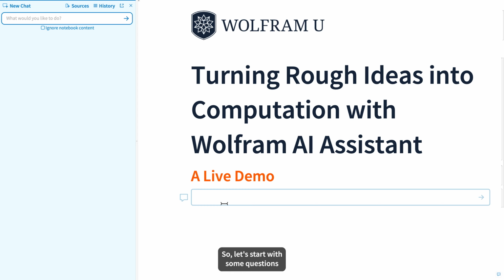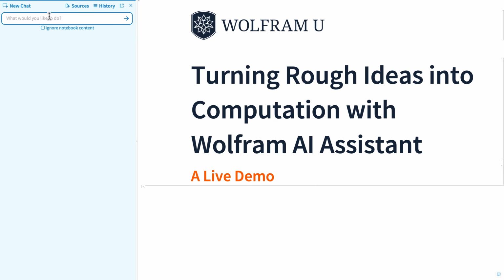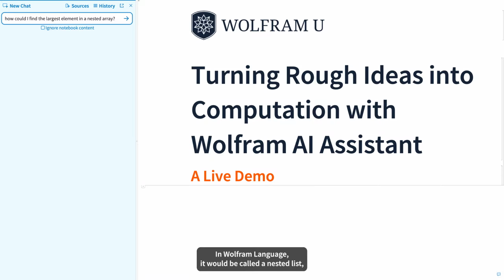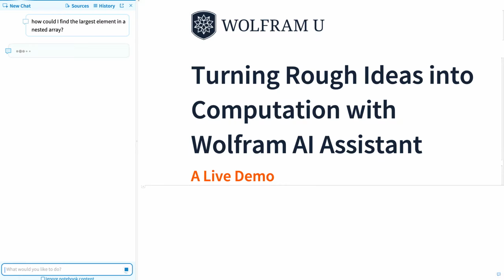So let's start with some questions about maybe coding. Maybe I'm totally new to coding, I'm in Wolfram language, and I want to see how do I do things. I think I will actually use the sidebar, just so we can keep it a little bit neater. But here I'll ask, how could I find the largest element in a nested array? In Wolfram language, it would be called a nested list, but remember, I'm new to Wolfram language. I don't know anything about the names, so I'll call it a nested array. I just press enter. It's generating me a little response here.